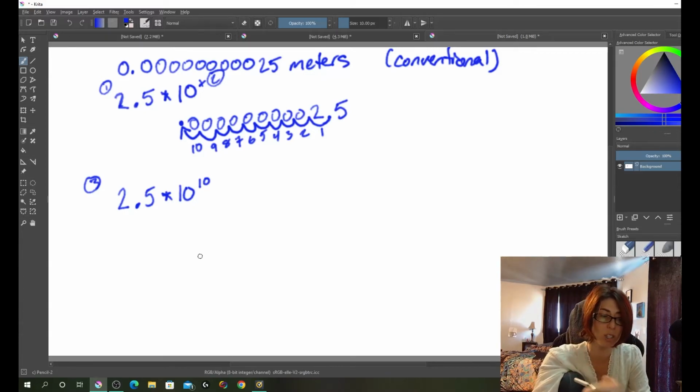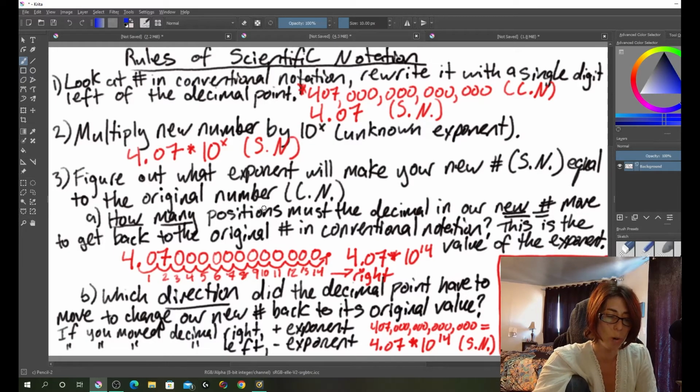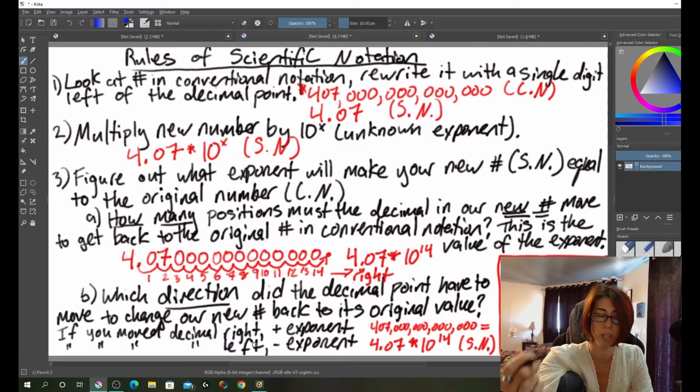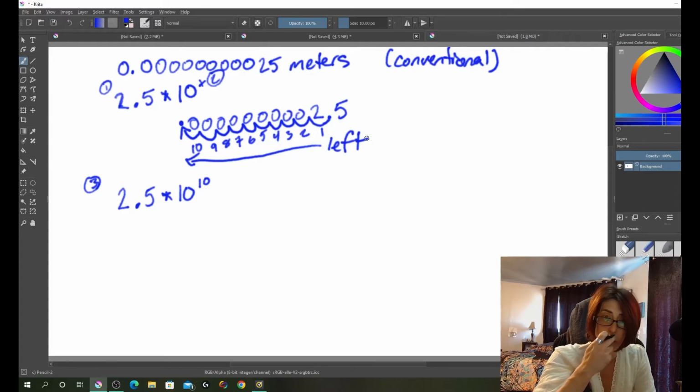But remember, that's 3a. 3b is looking at which direction you moved the decimal point. So let's go back to our instructions. Which direction did the decimal point have to move to change our new number back into its original value? If you moved the decimal to the right, the exponent is positive, but if you move the decimal point to the left, you have a negative exponent. This time we moved it to the left, right? I moved it this way, left. So that means we have a negative exponent, okay?